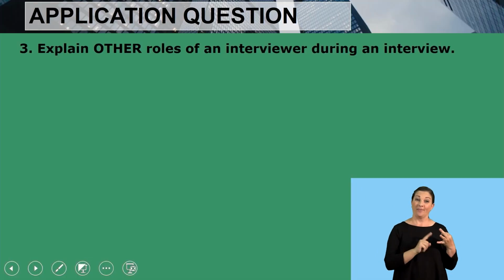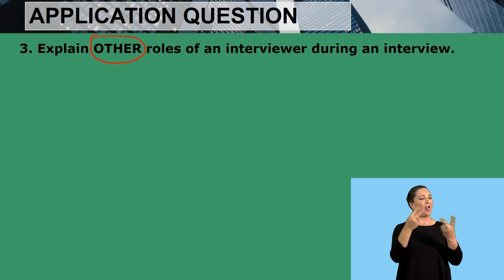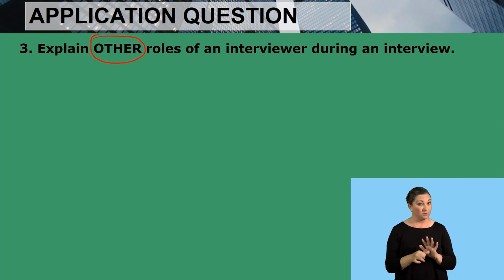Let's now look at our third application question, which says, explain other roles of the interviewer during an interview. Now, I cannot stress this enough. When the question says we must explain other roles, it simply means that we are not going to take the responses that have already been given to us in the scenario. We need to then find our own that are different.